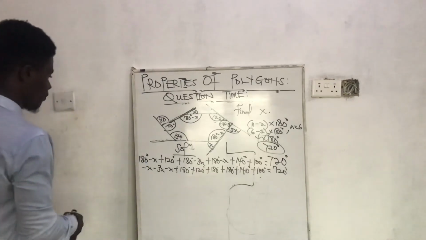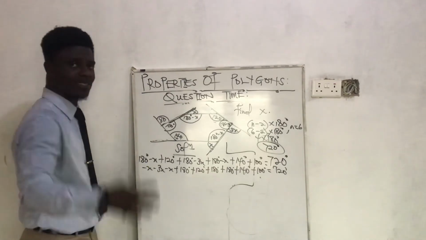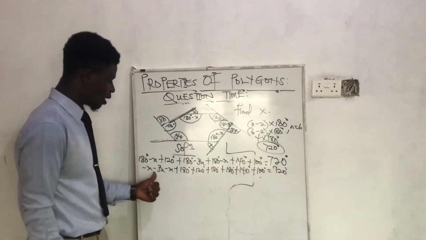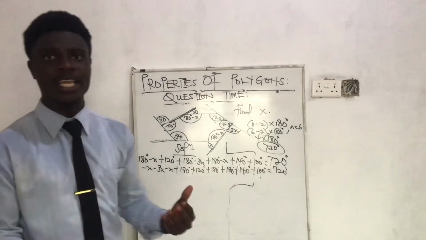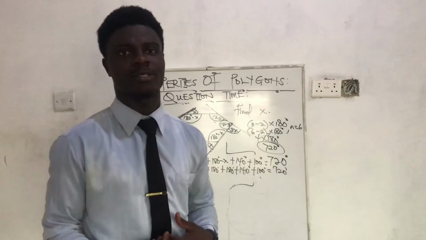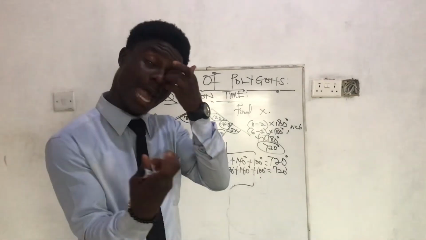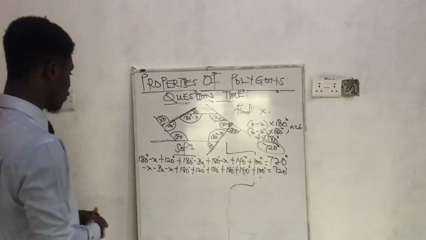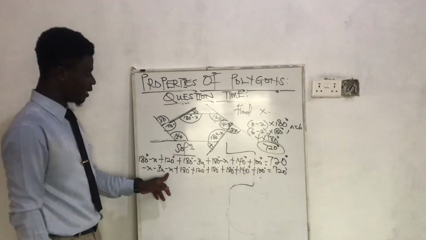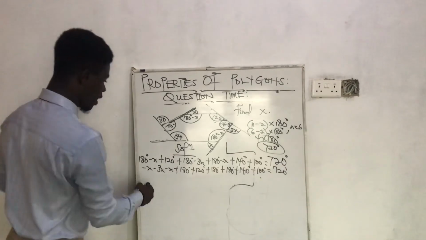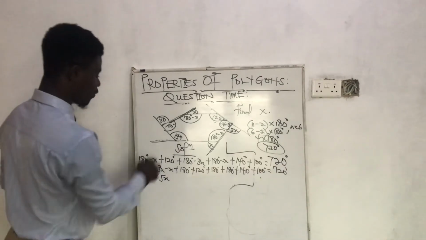Let's continue. So minus x minus 3x, integers. Minus 1 minus 3 is what? Minus 4. Negative means what? You are owing. So minus 1 minus 2, when you add them together, we get what? Minus 4. So that's minus 4x. Then minus x is what? Minus 5x. So we get minus 5x here.